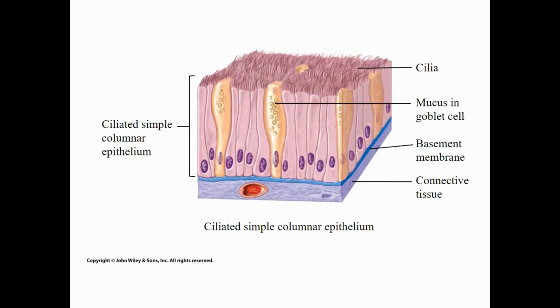And here is the artistic version. So we see the cilia on top. Hopefully we can tell the difference between cilia and microvilli. Again, we see the goblet cell producing mucus. The nuclei are in a pretty good line. So this is definitely telling us we're clearly just one layer of very tall cells. So this would be ciliated simple columnar.